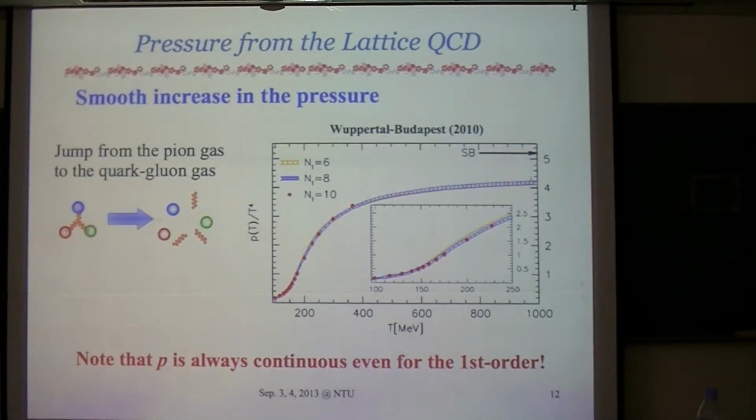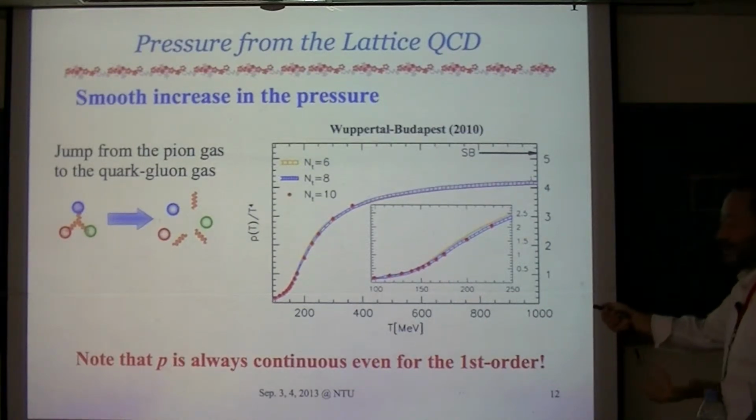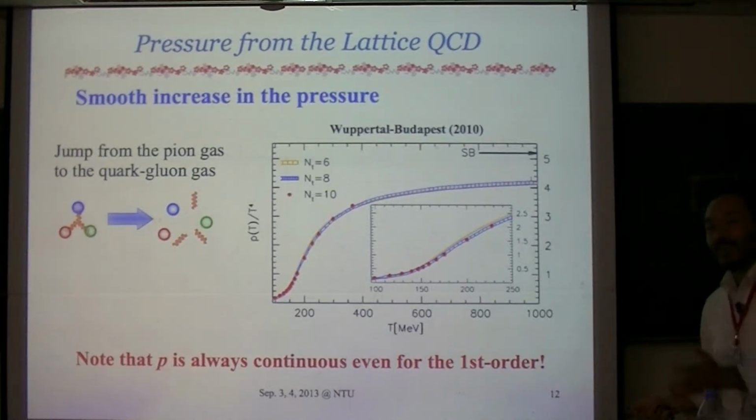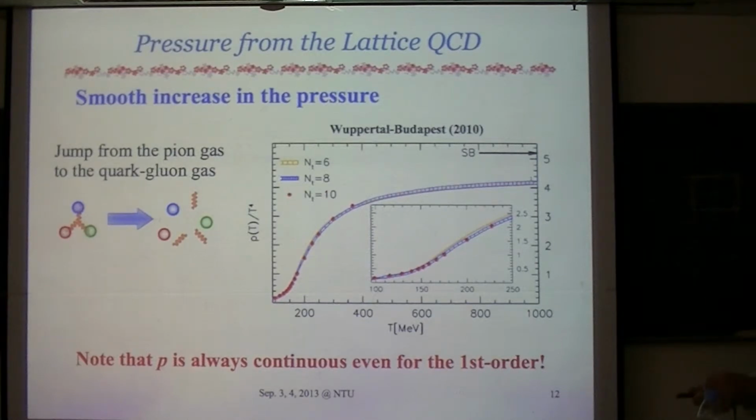But it is very important to note that the pressure is always continuous, regardless of the order of the phase transition. I sometimes hear some people say, oh, look at this behavior, everything is smooth, so there is no clear phase transition, but this is only a crossover. This is a wrong statement, because the pressure is always continuous, even when it is a first order phase transition. So you have to look at order parameter behavior or entropy, I mean the derivative of this quantity. The pressure is always continuous.